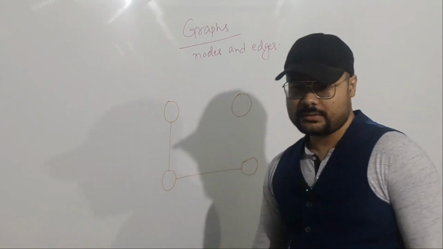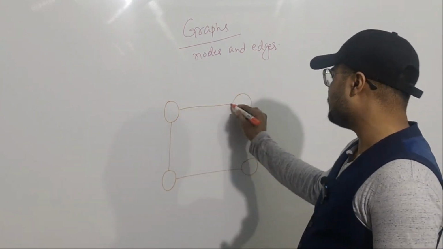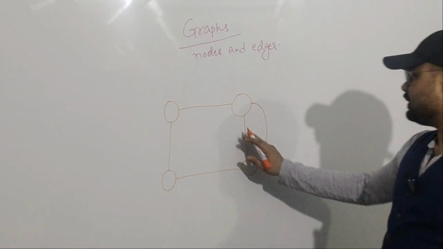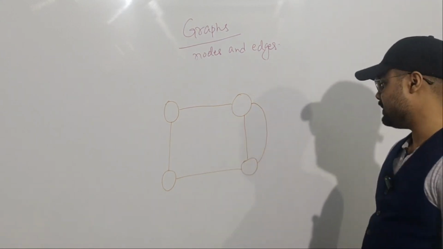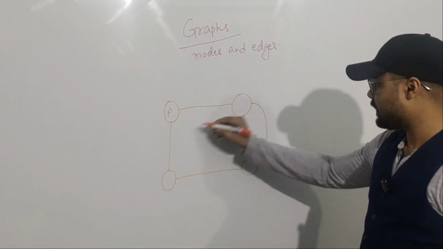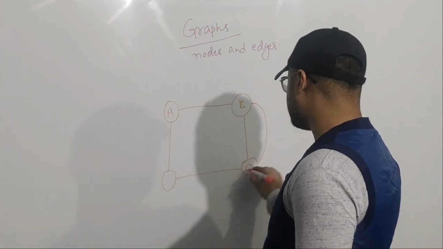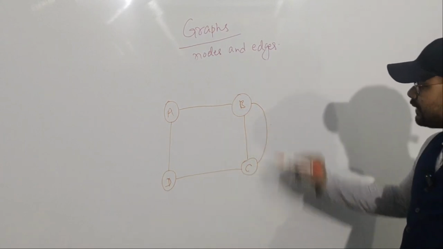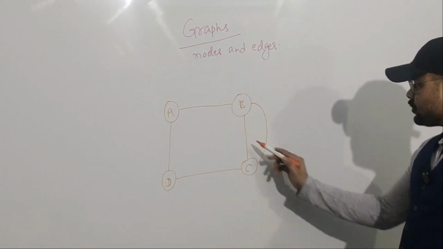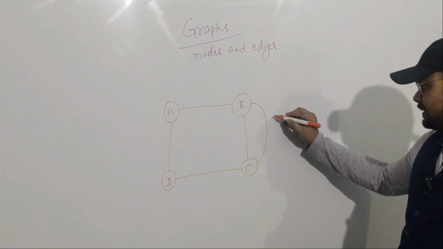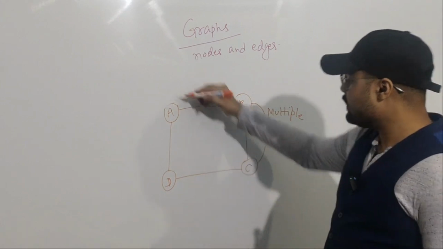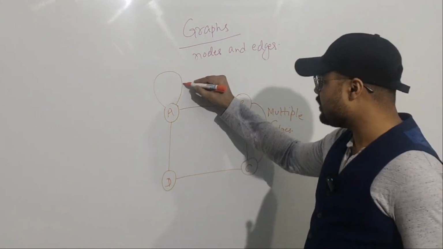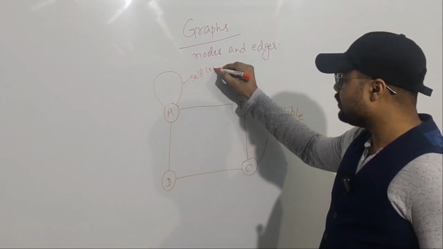Okay, I will not take any real world example. I will just show that these things are possible. This is called multiple edges. If this is vertex B, vertex C, vertex D, then B and C are connected by two edges. So this is called multiple edges between two vertices. It may also happen that you have an edge on the same vertex. This type of edge is called a self loop, or simply a loop.